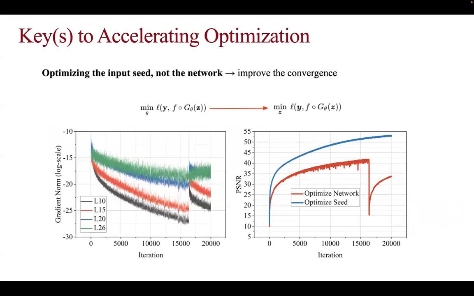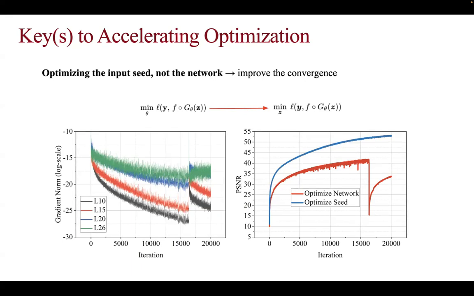To speed up deep image prior, our method includes three crucial components. We switch the optimization from the network to the input seed. That is, we are using a random value network and then fix its weights. We never update the network weights. Instead, we update the input seed. Doing so can improve the convergence.